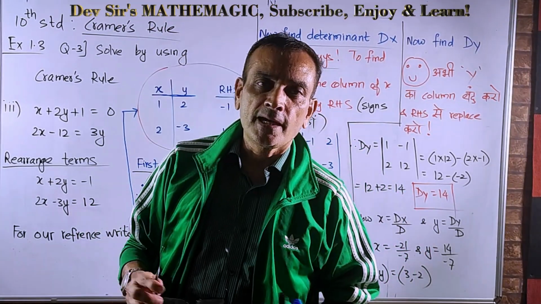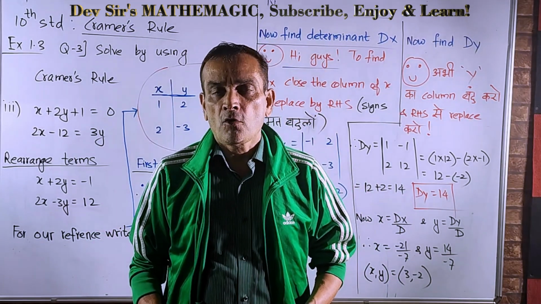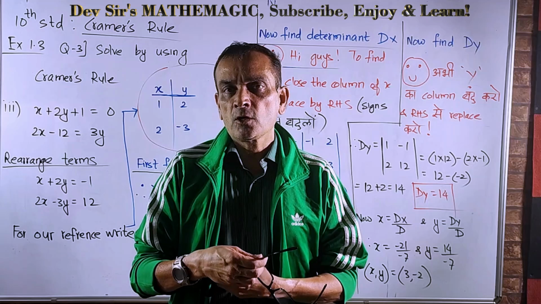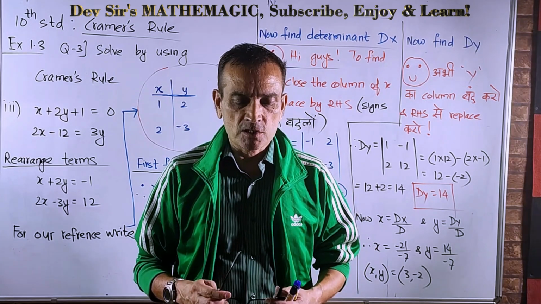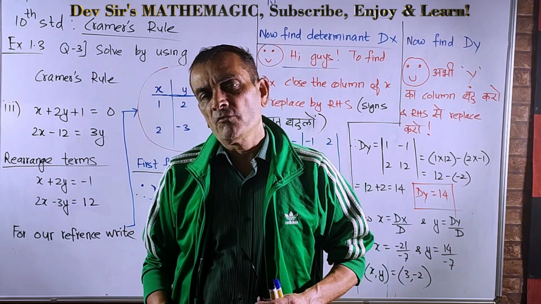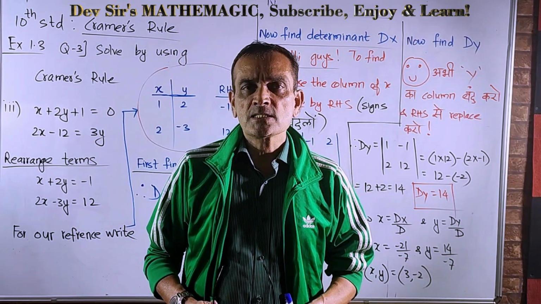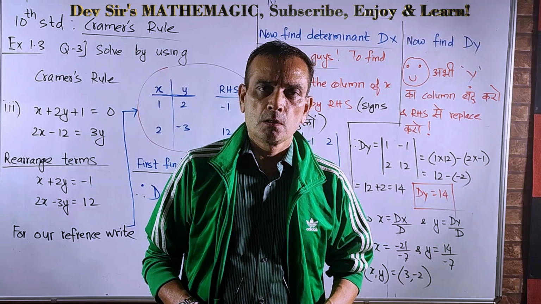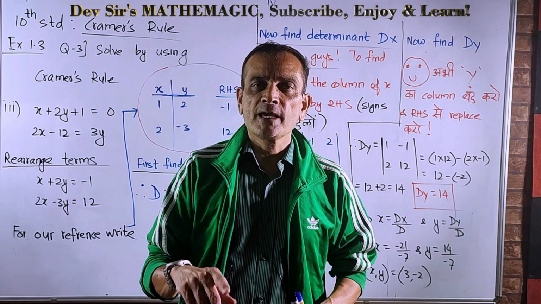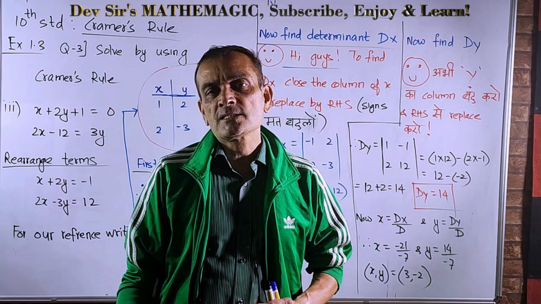Hi friends, we meet again for the 10th standard session today for the next part of linear equations. So today, friends, we are going to play a game called Cramer's rule. The rule of the game is Cramer's rule. So we will play with Mr. Cramer today.